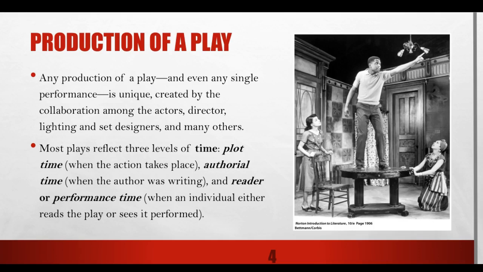Most plays have three different levels of time. The first is the plot time, and that's what you're most familiar with. That's first this happens, then that happens, then next this happens. There's also the authorial time, which is the period in which the author was actually writing the play. What was going on then? And then there's the reader or performance time. For example, a play that was written in 1950 and performed today may not look at all the same. The performance time has changed, even though it was written in a particular time. So the director wants to modernize it. Maybe the sets are different. It's in a different setting that's more relevant or more timely. Topics that are addressed might have to do with a particular historical time. So all of these impact your performance.